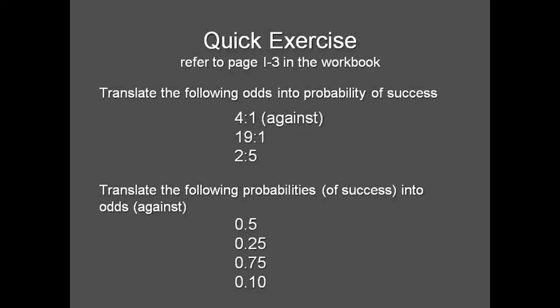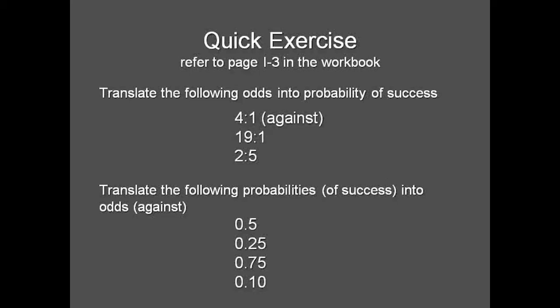What about a 75% chance of success? There's 3 chances of winning for every 4 chances total. So 3 chances of winning and 1 chance of losing. So the odds against are 1-to-3. You might notice that when you're doing odds against, if the first number is bigger than the second number, then the probability of success is going to be less than 0.5. If the first number is smaller than the second number, then there's a greater chance of winning than losing, and so the probability of success is greater than 50%.